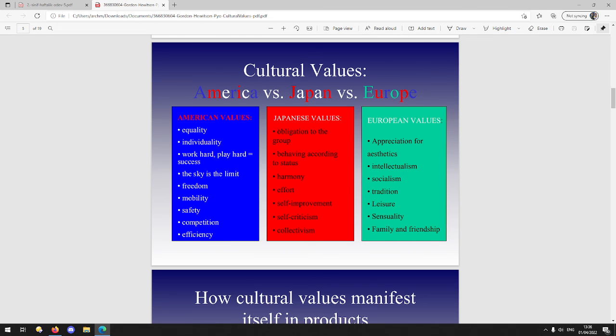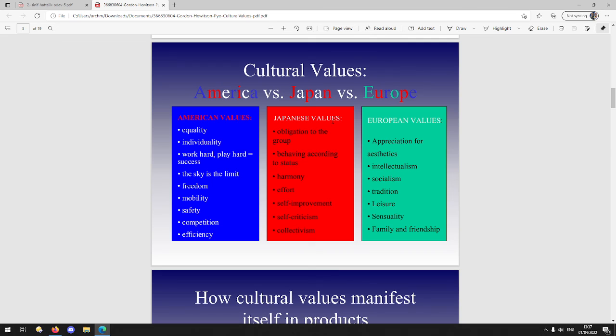Now in Japanese, we see an obligation to the group. So each individual actually has to contribute to the group, and foremost to the group, so that the group can survive. Where did this come from? Japan is a land that has lots of tsunamis, earthquakes, lots of natural disasters. And if Japanese people didn't stick together, they wouldn't have survived. And this created the sense of collectivism.